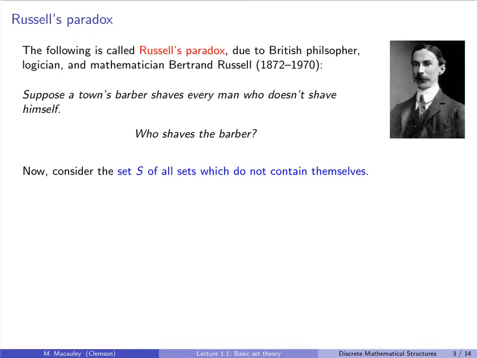Now, consider a set-theoretic version of this. Consider the set S of all sets which do not contain themselves. So suppose such a set existed. Now we ask, does S contain itself? And this is basically the same type of paradox as Russell's, just phrased in terms of sets. So if S does contain itself, well then that's a problem, because by definition S contains only the sets that do not contain themselves. But if S does not contain itself, then that's a problem, because then by definition it has to be in S, so it does contain itself. So this is a paradox.